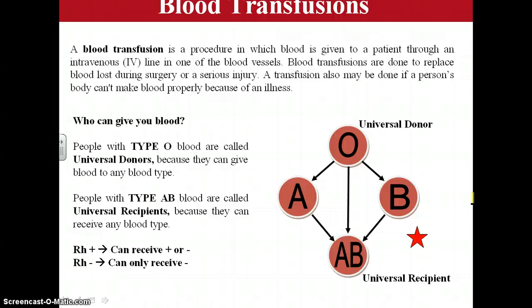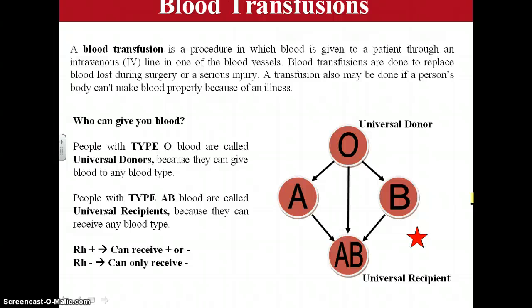Blood transfusion is a procedure in which blood is given to a patient through an intravenous or IV line in one of the blood vessels. They're usually done to replace blood lost during surgery or a serious injury. They can also be done if a person's body can't make blood properly because of an illness. So these can be really crucial because you need to be given the right type of blood.